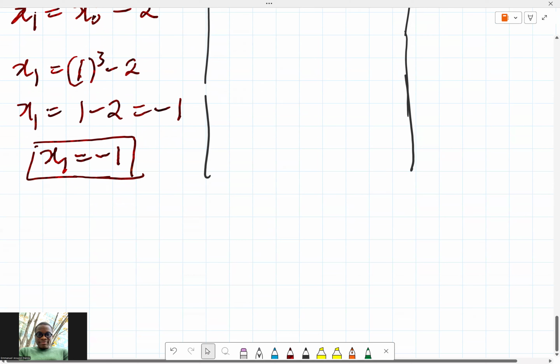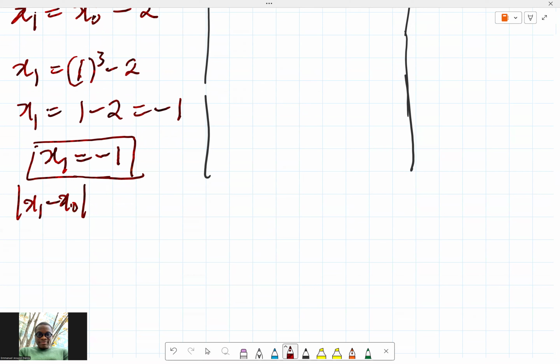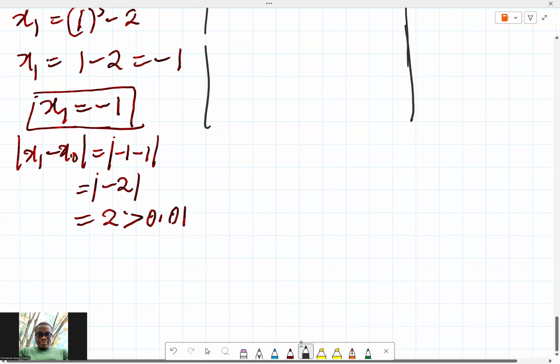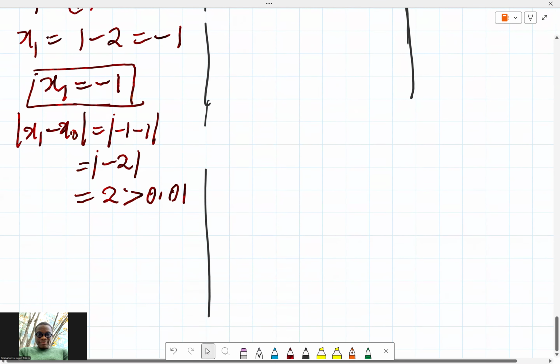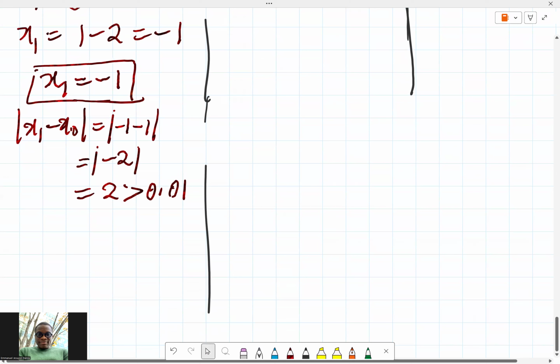Is this good enough? Absolute value of x1 minus x naught is equal to absolute value of x1, which is minus 1, minus x naught, which is 1. So that's minus 1 minus 1. Let me be clear. This is absolute value of minus 2, which is 2, and that is greater than 0.01. So we can't stop here yet. Okay, so that's one iteration right there.